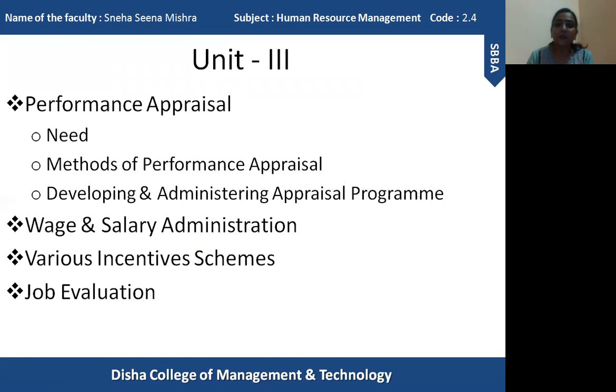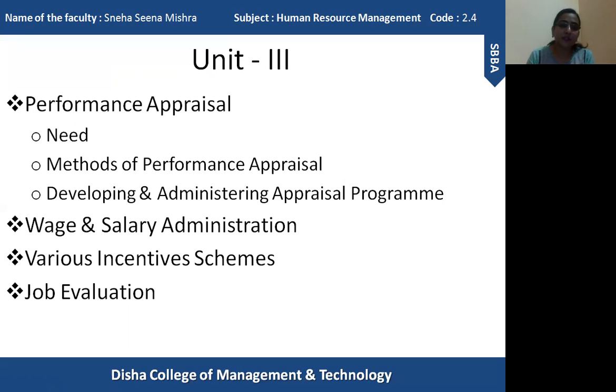performance appraisal. What are the various types of methods, modern and traditional methods? There are two categories of methods of performance appraisal. And then developing and administering appraisal program. Means how appraisal programs are created and developed and how they are managed by the organization.